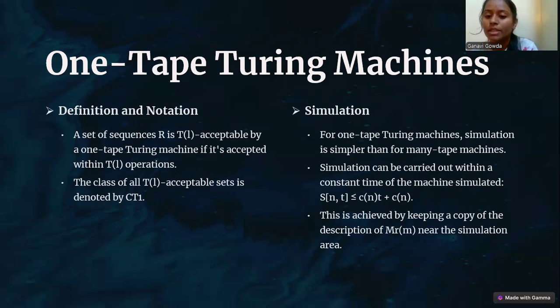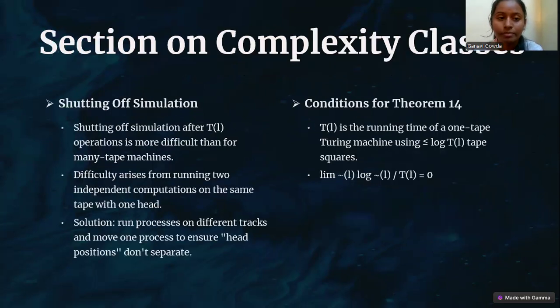Simulations for one-tape Turing machines are simpler than for many-tape machines. Simulations can be carried out within a constant time of the machines simulated. This is achieved by keeping a copy of a description of M near the simulation area. Sections on complexity classes.